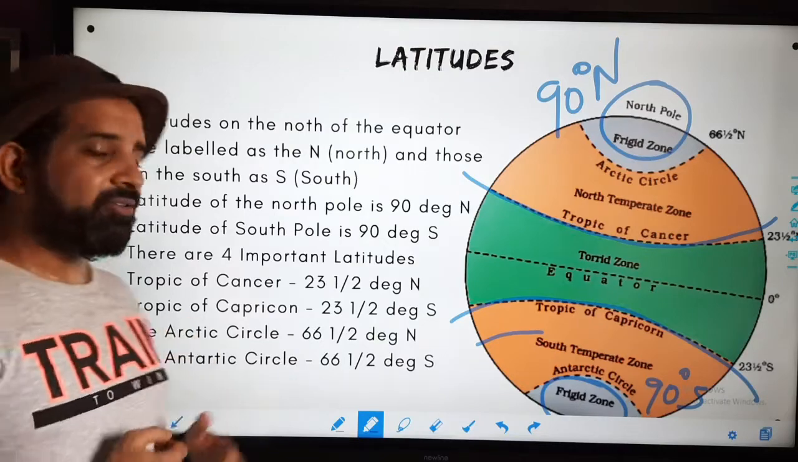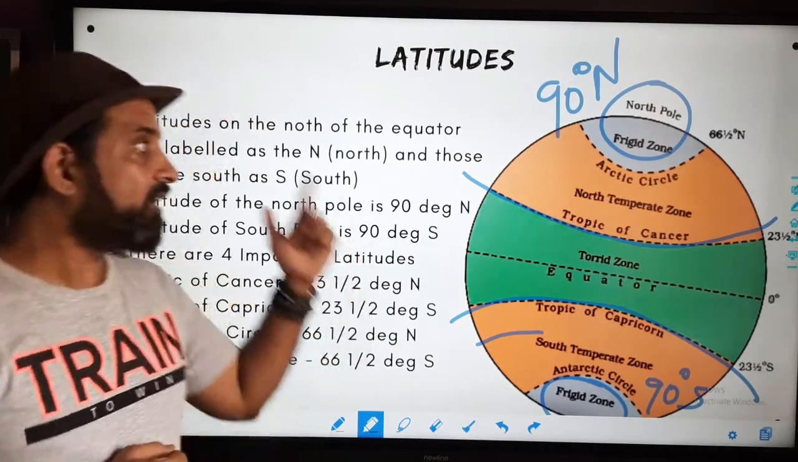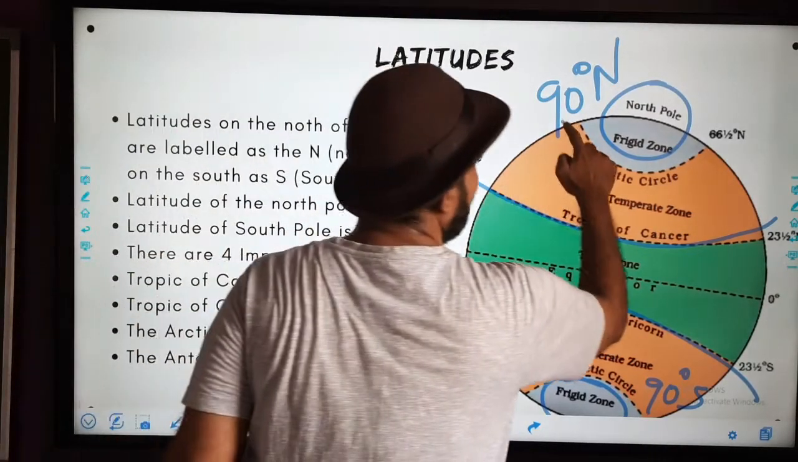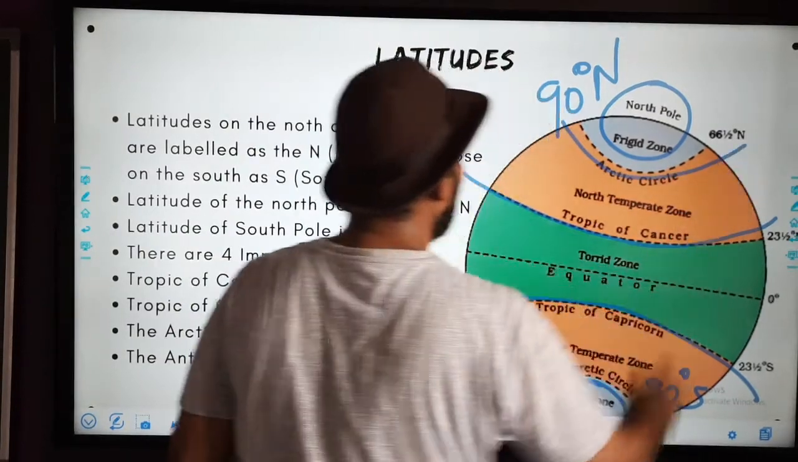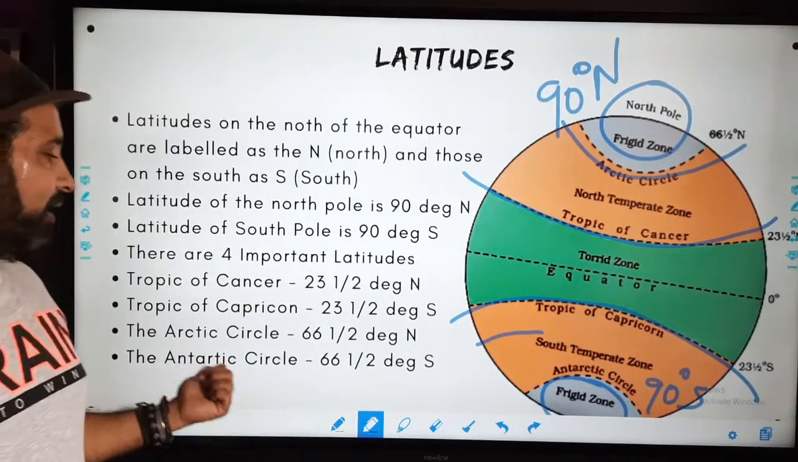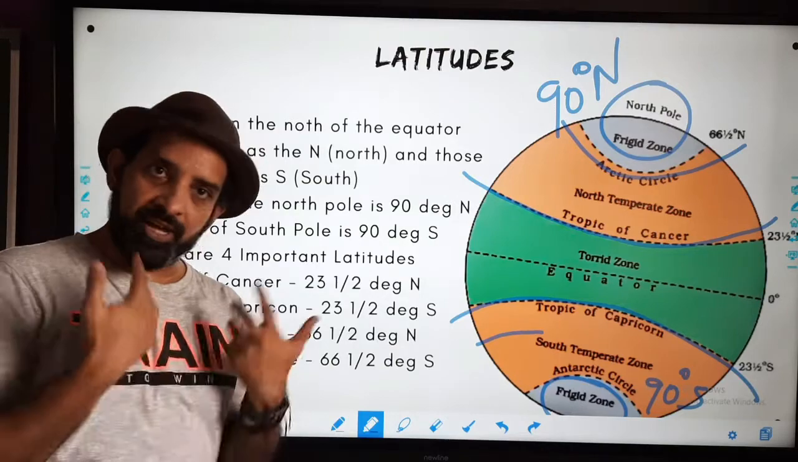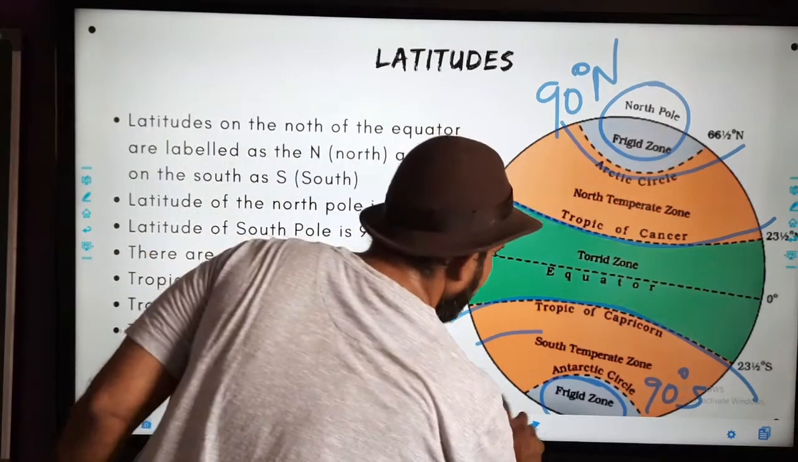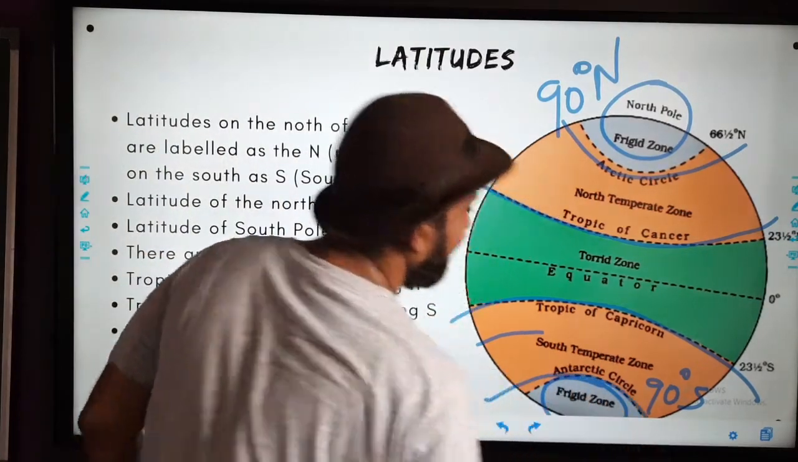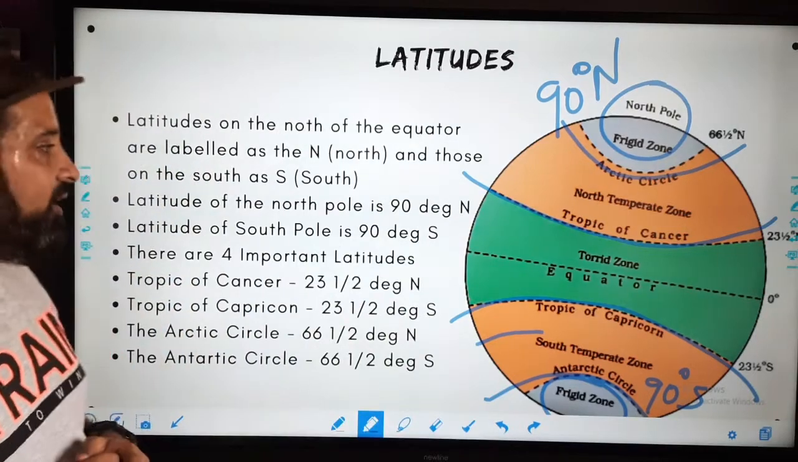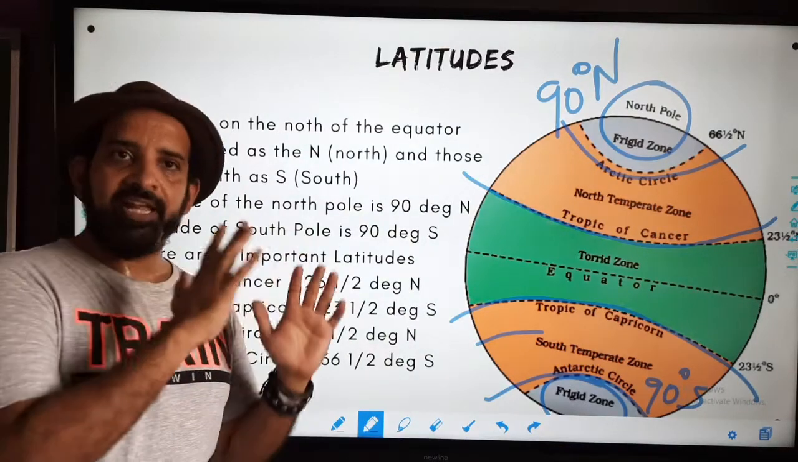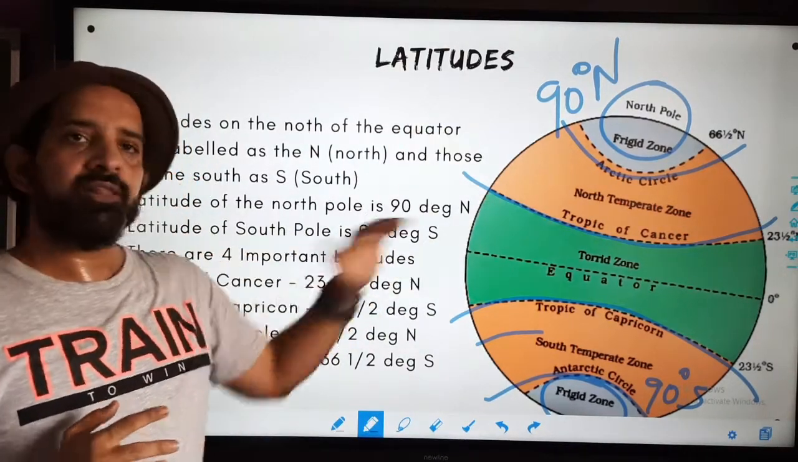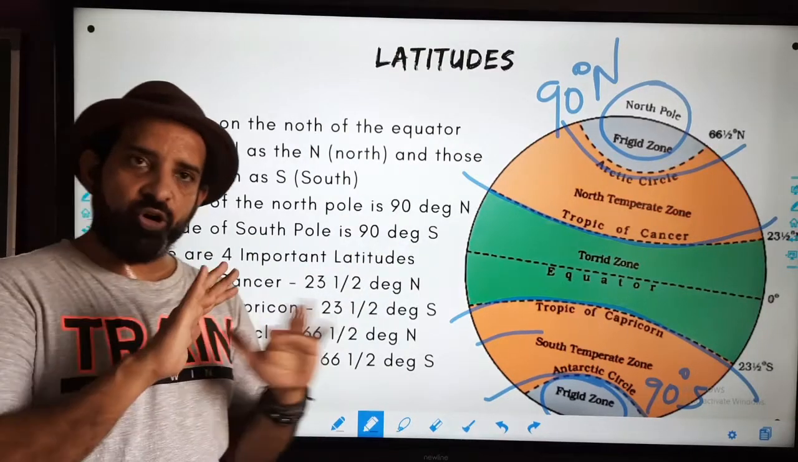Then there is Arctic Circle, which is 66.5 degree north. So here students, you can see the Arctic Circle. And the Antarctic Circle, which is 66.5 degree south. So here is the Antarctic Circle, which is 66.5 degree south. So these are latitude lines which run parallel to the equator, including the equator, and are called latitudes.